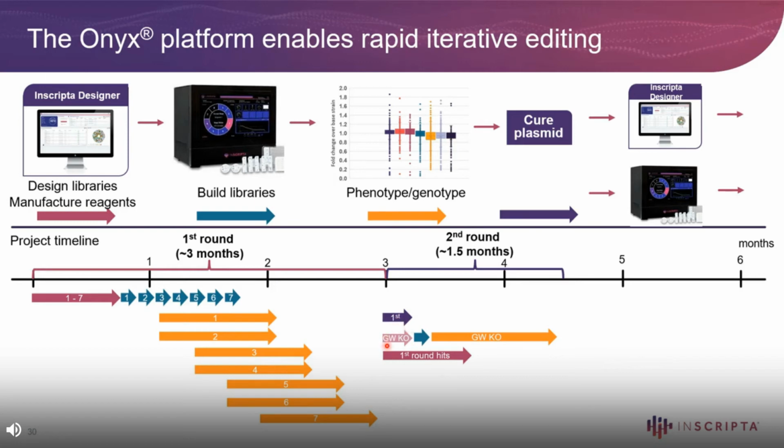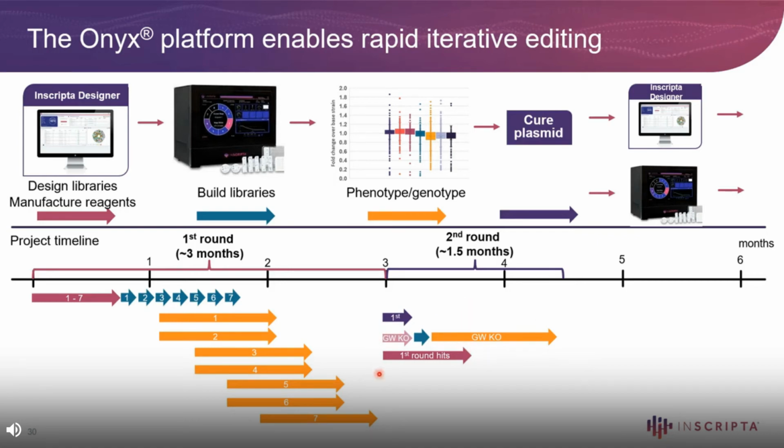We decided to use a genome-wide knockout library first, since we had that on hand, so that could immediately go into your library build, which takes, again, about 3 to 4 days. And then you could go into the screening and phenotyping and then genotyping those hits. So the second round took about 1.5 months.